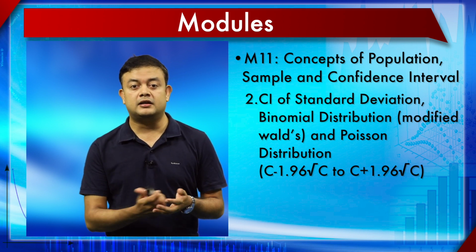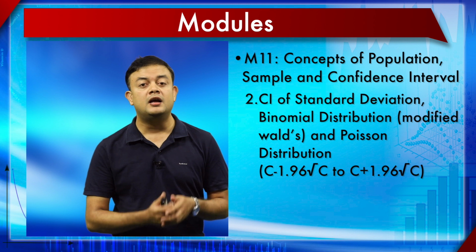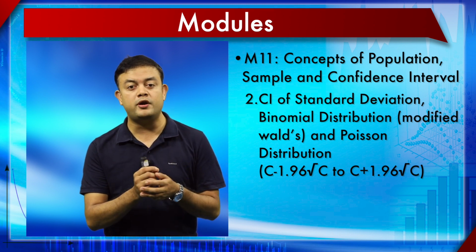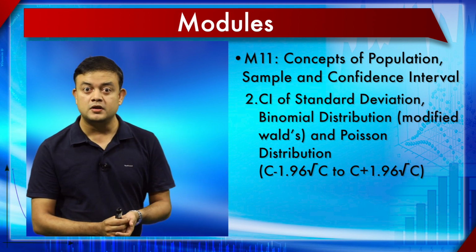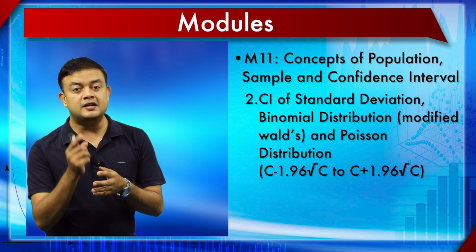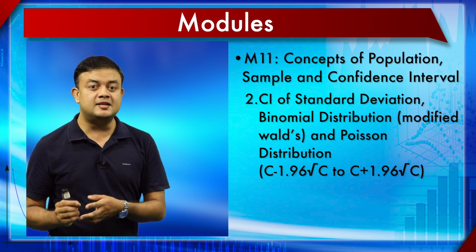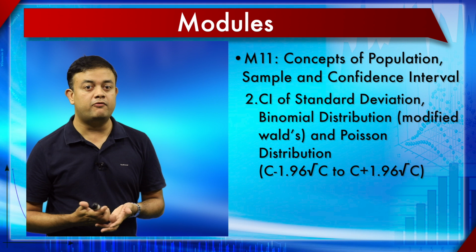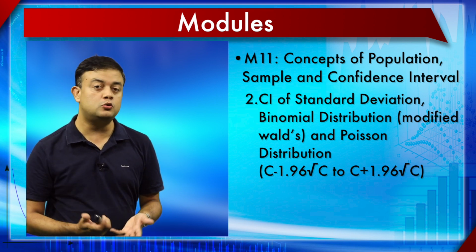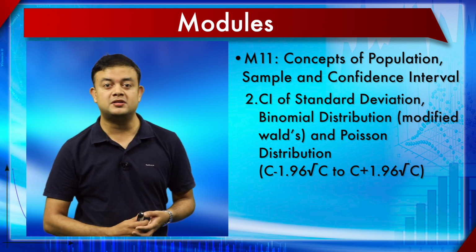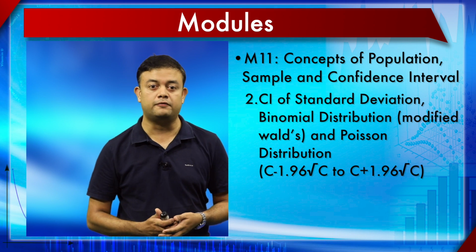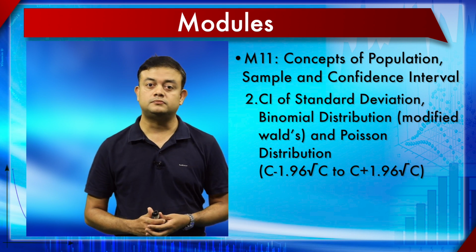For the count, it's very simple: the interval is count minus 1.96 root c to count plus 1.96 root c. That's a very simple formula. You can substitute it and calculate the confidence interval of the Poisson distribution.